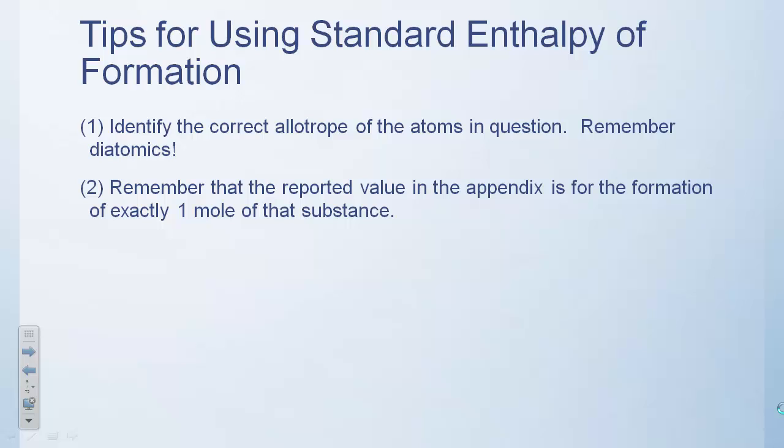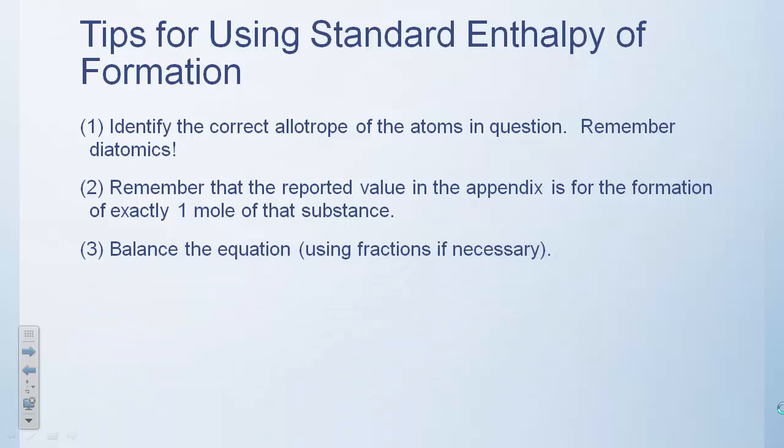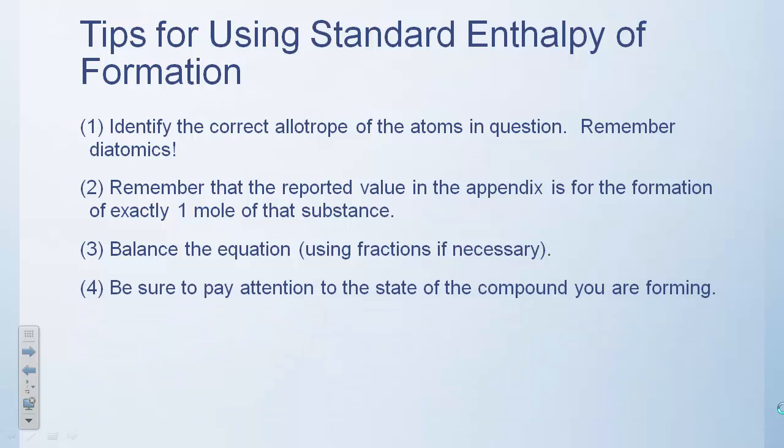All right, this next one's very important. This simply tells us that our coefficient on the right hand side when we're writing these types of reactions must be 1. We do whatever we have to do to the coefficients on the left to make sure that the coefficient on the right is a 1, because that standard enthalpy change is reported for 1 mole formation of that compound. All right, and so again, just with 3, we balance the equation, and we even use fractions if necessary on the left hand side. And again, pay attention to the state of the compound you're forming. It makes a difference whether it's solid, liquid, gas, aqueous, whatever you're talking about.